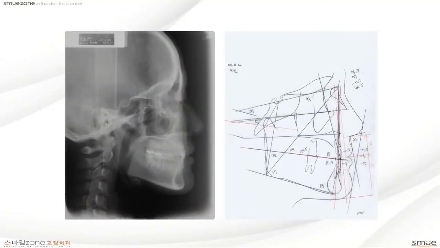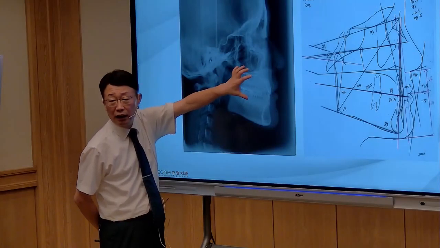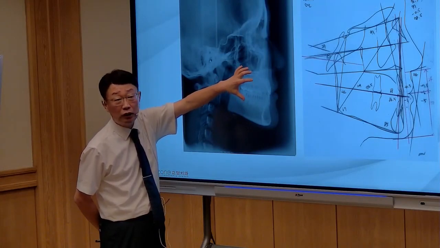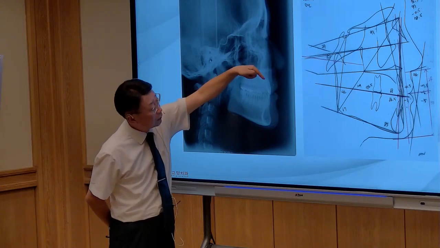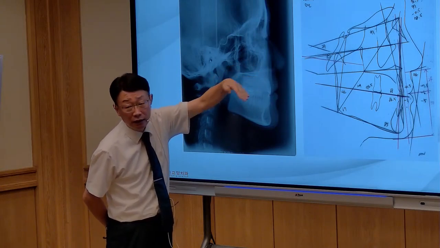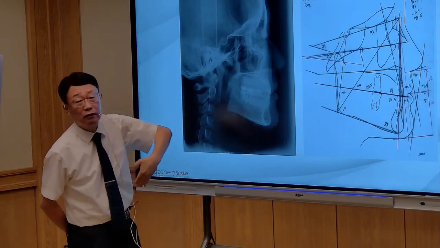If you rotate skeletally by two-jaw surgery, then maybe the upper incisors get more retroclined.